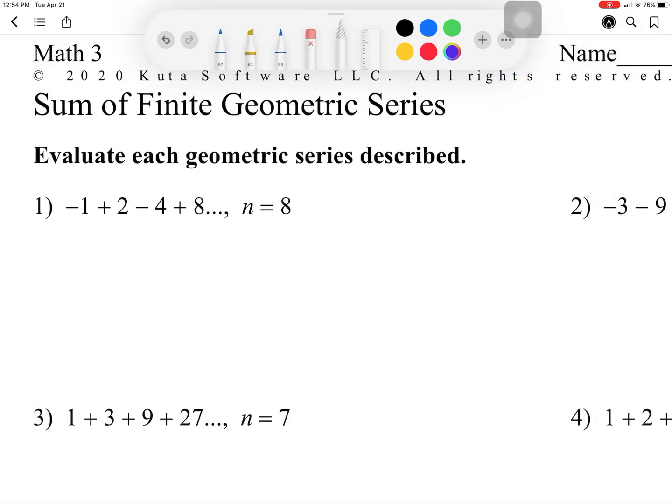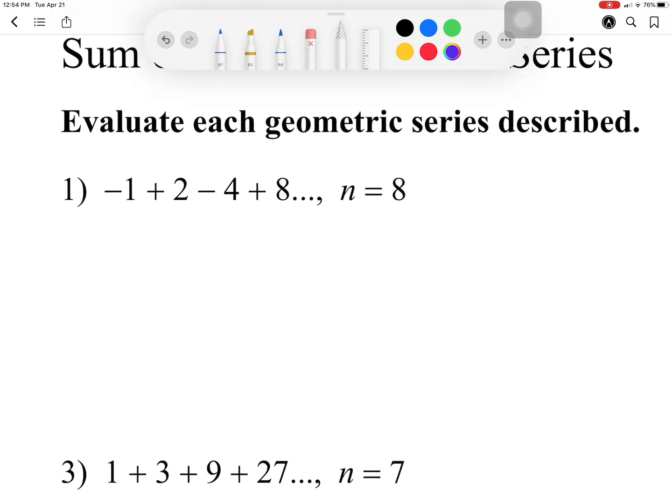Okay, so here you want to find the sum of a finite geometric series. Sum means addition. Well, how is this geometric? From -1 to 2, what are you multiplying by? You're multiplying by -2. From 2 to -4, what are you multiplying by? Same thing, -2. From -4 to 8, what are you multiplying by? -2. So, your R, or your common ratio, is -2.